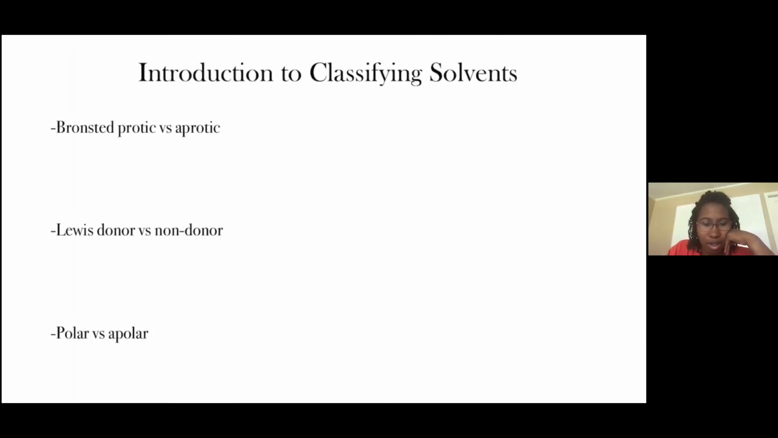As I mentioned a moment ago, there are 3 different groups for classifying solvents. We have Bronsted-protic versus aprotic, Lewis donor versus non-donor, and then polar versus apolar. And we're going to go ahead and define each of those.